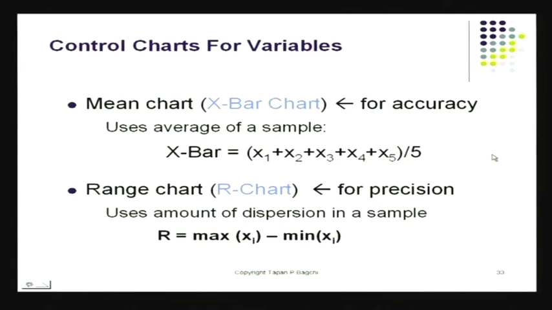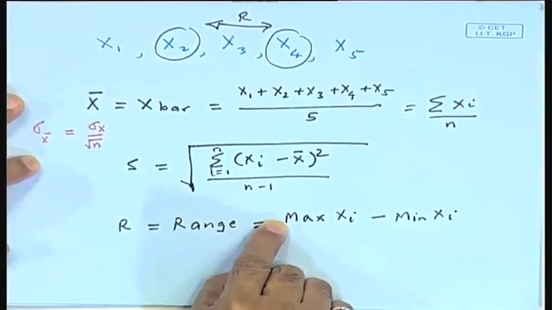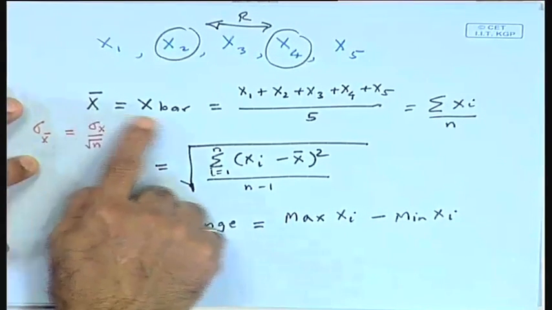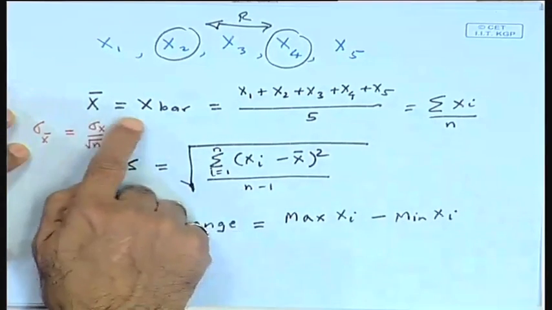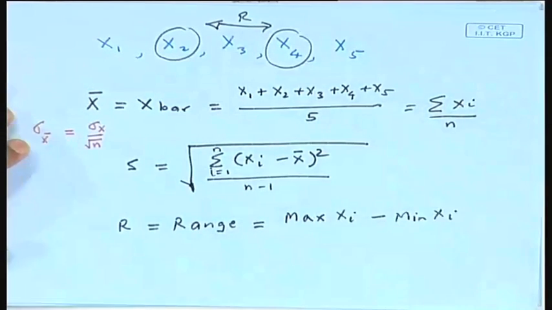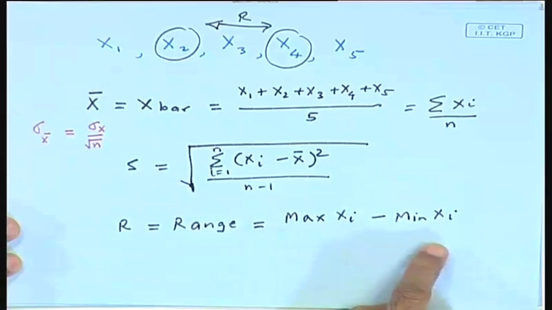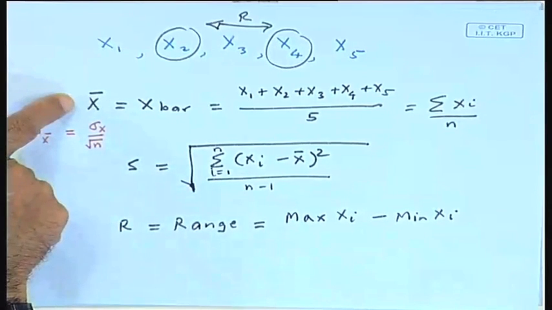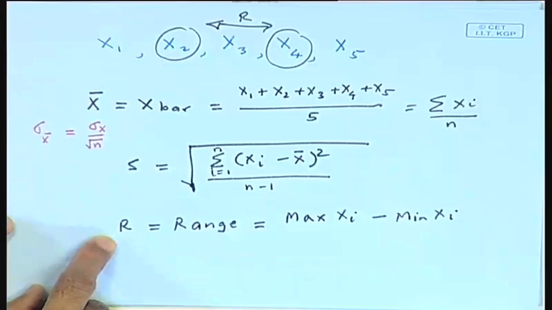Remember the formula that I gave you. I have this formula there and that shows you how to calculate your XBAR quantity. XBAR is sigma xi divided by n. That's it. And range is even simpler. Max value of xi minus min value of xi. That's it. That's range. XBAR is going to help you monitor accuracy of the process and R is going to help you monitor the precision of the process.